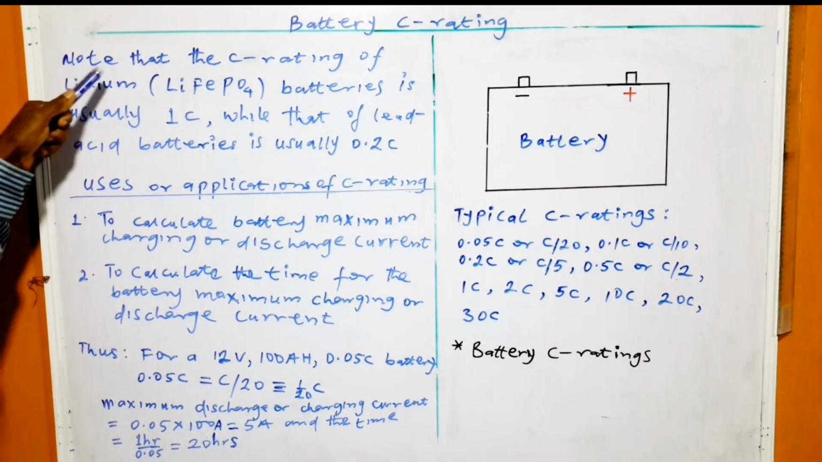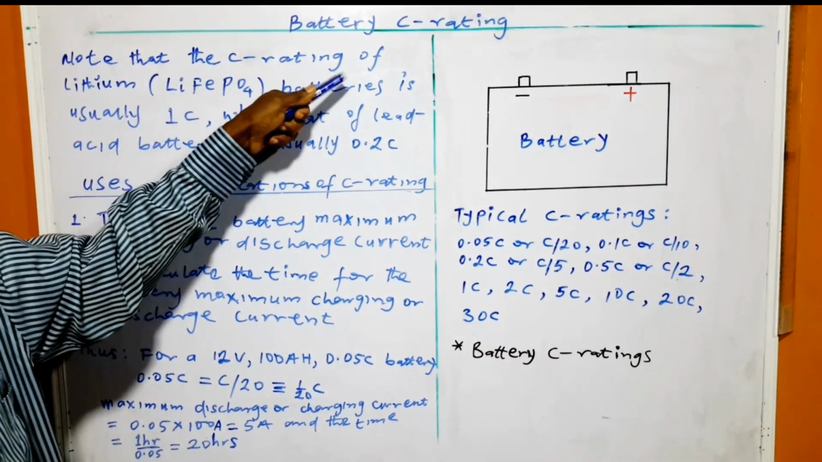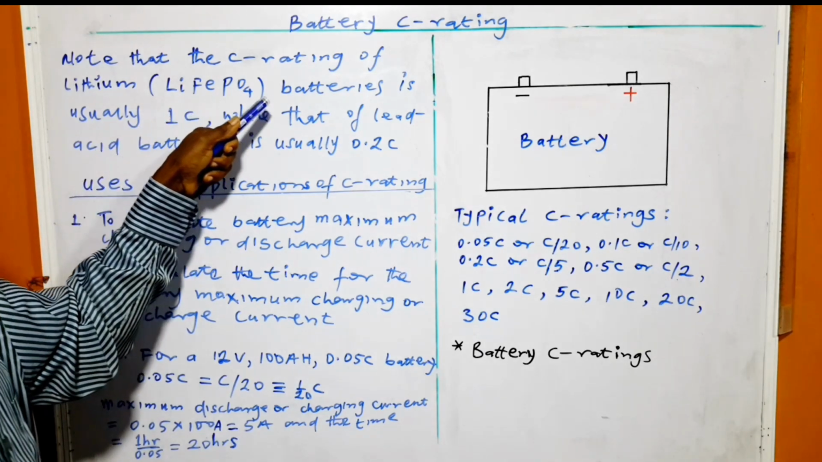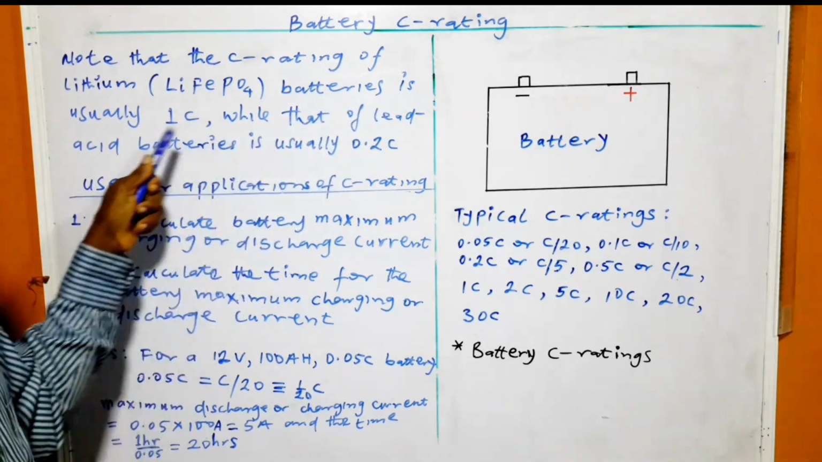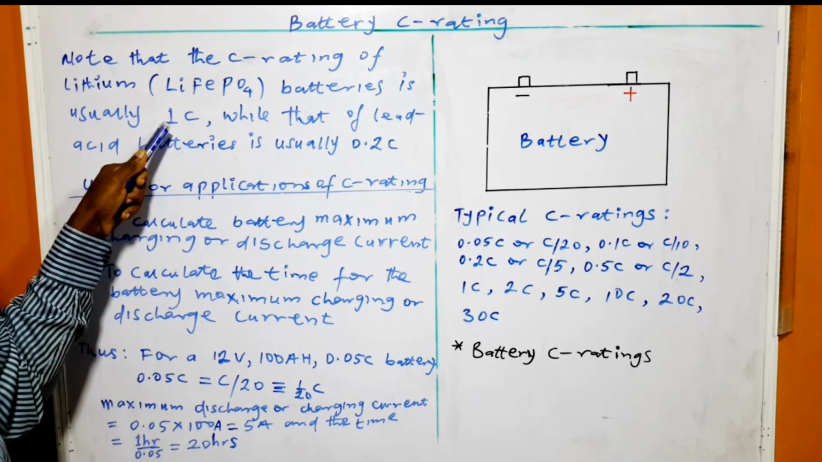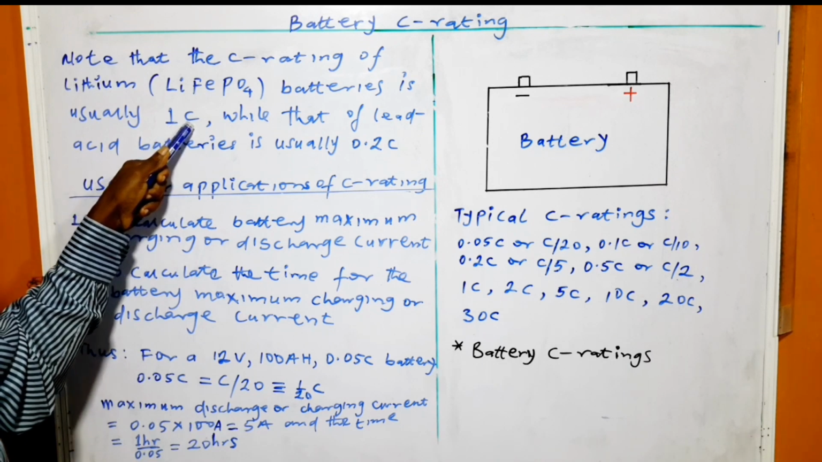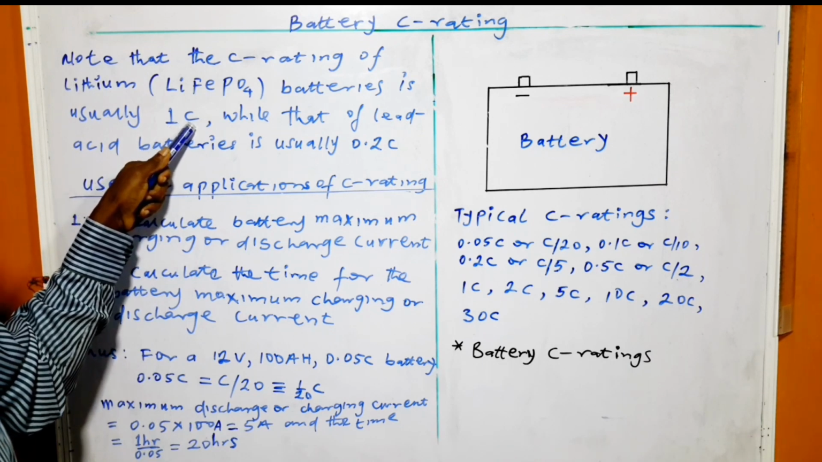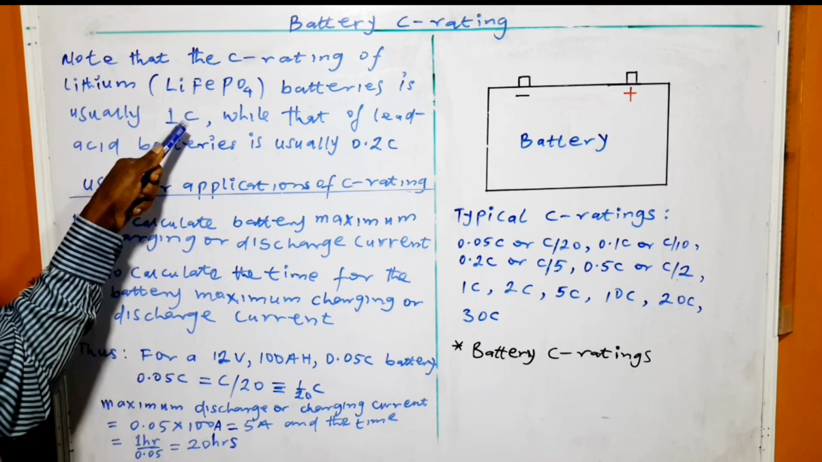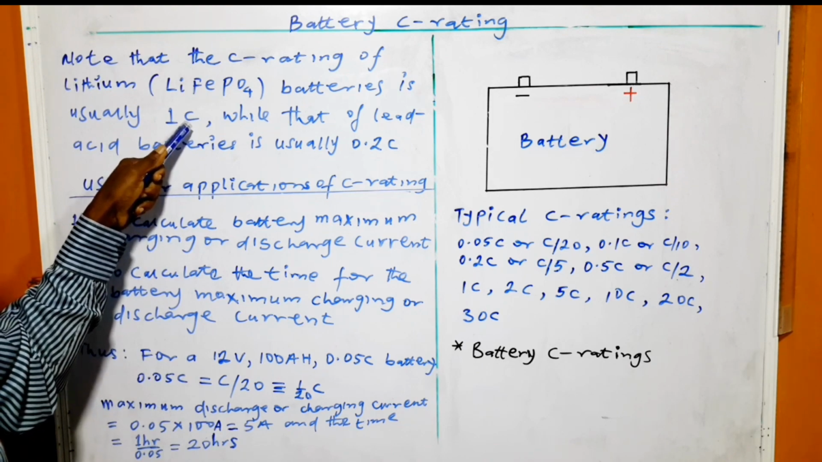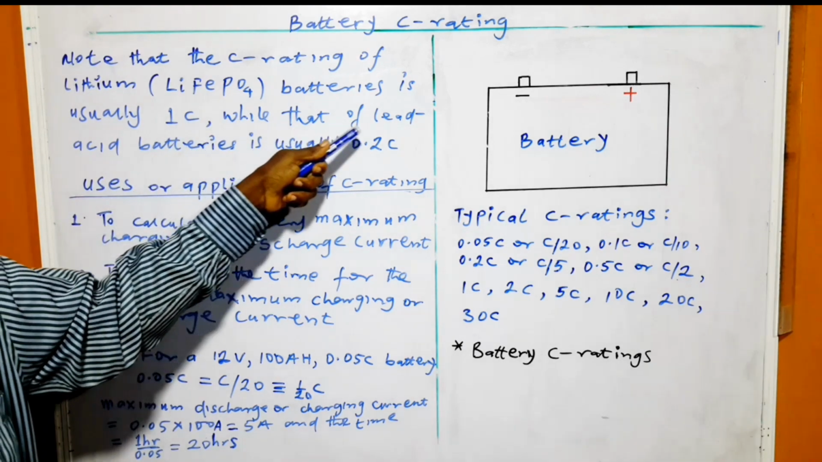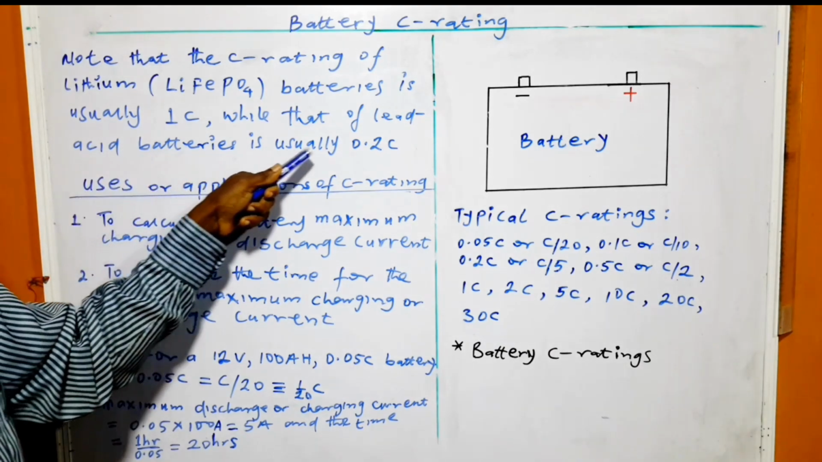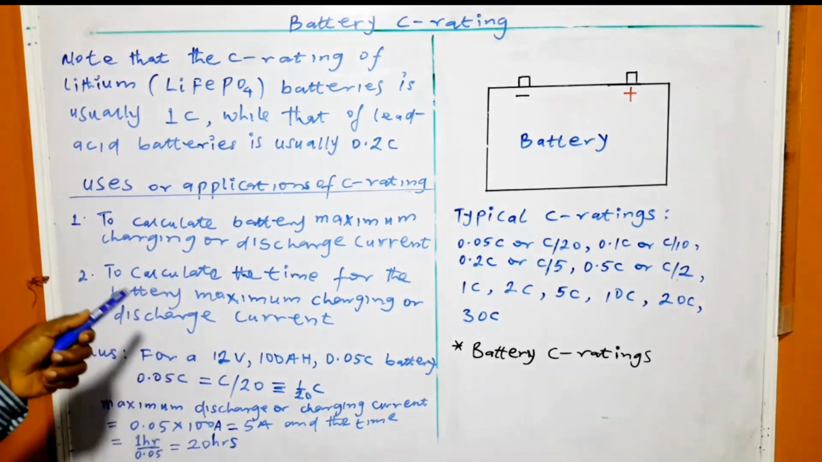Moving on, note that the C rating of lithium-ion batteries is usually 1C. This is the number and this is the letter, in this case of C rating, C, while that of lead acid batteries is usually 0.2C.